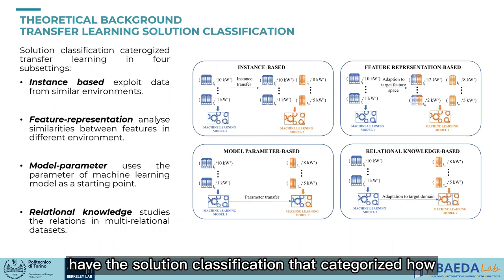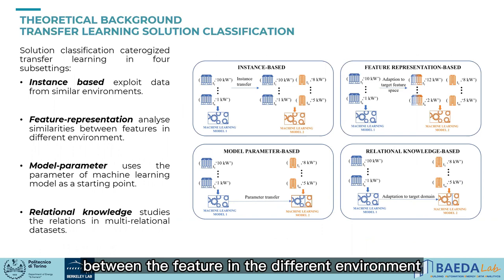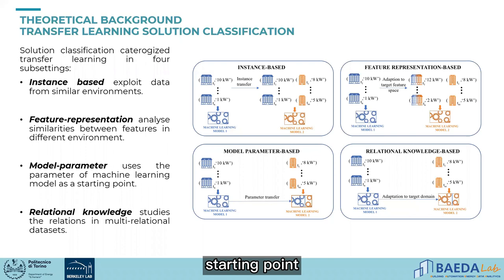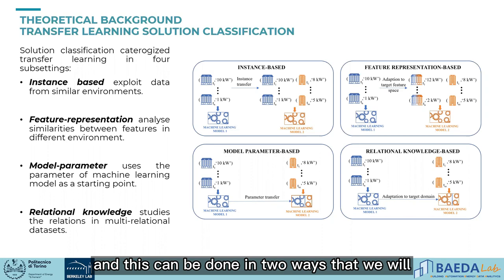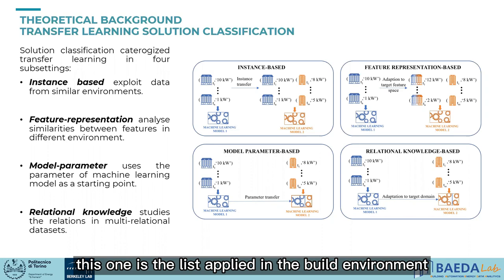Lastly, we have the solution classification that categorizes how transfer learning can be applied in four different ways. The instance-based approach exploits data from similar environments to enrich the target data. The feature representation approach analyzes the similarity between the features in the different environments and also allows you to use other domains as a starting point. The model parameter approach uses the parameters of a machine learning model as a starting point to increase the performances of the target model, and this can be done in two ways that will be analyzed later. Lastly, the relational knowledge approach studies the relations in multi-relational datasets. And this one is the least applied in the built environment because of the nature of the datasets that we currently study, which are mainly focused on time series.